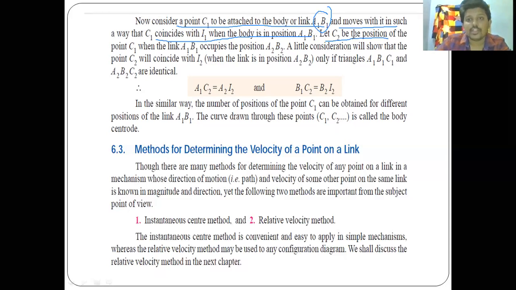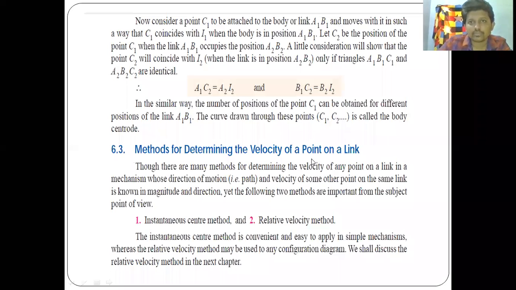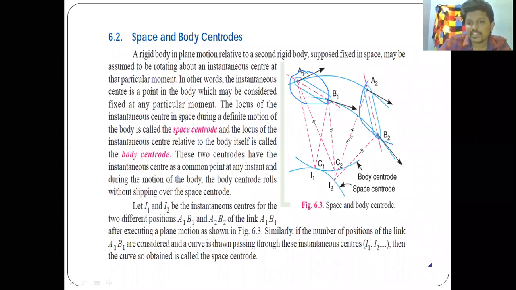In the same way, let C2 be the position of the point C1 when the link A1 B1 occupies the position A2 B2. That means if A1 B1 is occupying the position A2 B2, then C1 will also occupy C2, right? That's what we are explaining here. I think you're okay with it, right? But we are adding a little consideration here.